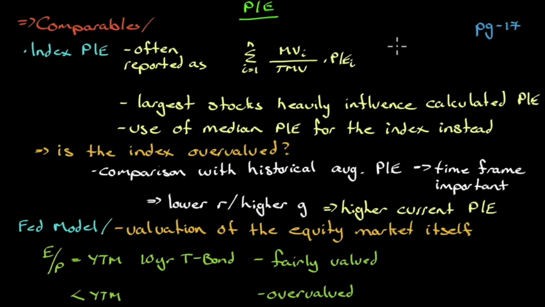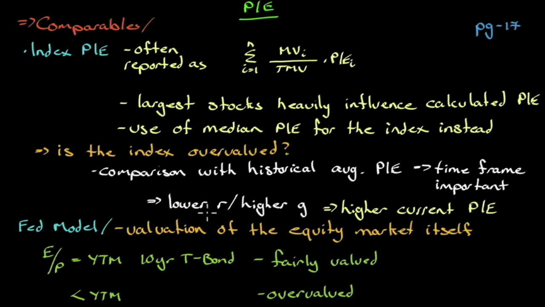The big question when we look at the index, though, is the index overvalued? And to answer that, or to help give us insight into that, we can compare it with the historical average PE. And here now, the time frame is important, because if you go back 20 years and you look at the average PE, it's different than if you go back 10, which will be different than if you go back 5. So you want to pick a time frame that makes sense.